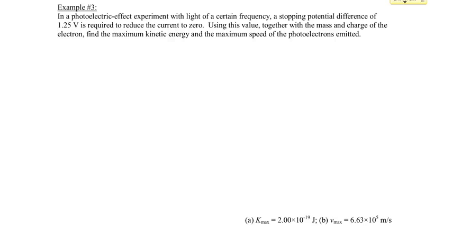All right, example number 3. We have a photoelectric experiment where you have some unknown frequency given, but you are given the stopping potential for that particular experiment. The stopping potential we represent with a V and a subscript S for stopping potential, and that's equal to 1.25 volts. And this is what is required to reduce the current to 0. Let me show you a quick little animation for this.